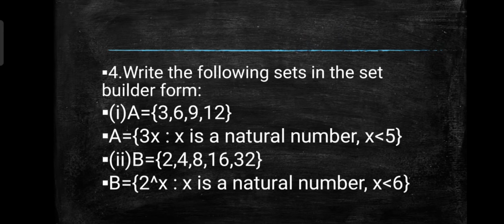And then you have 2, 4, 8, 16 and 32. Now this one looks like the powers of 2. So here again you can use the same kind of method. You can have a general form kind of thing: 2 power x, and conditions for that x. So x is a natural number and below 6, because 2 power 5, that is 32, is the maximum value in the element. So that's how you do these problems.